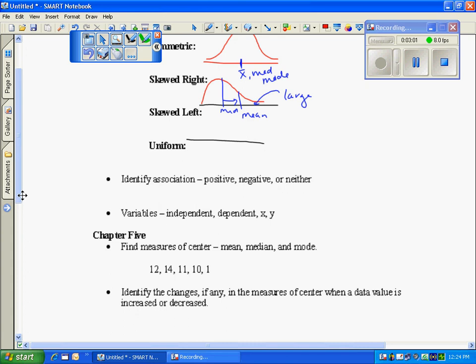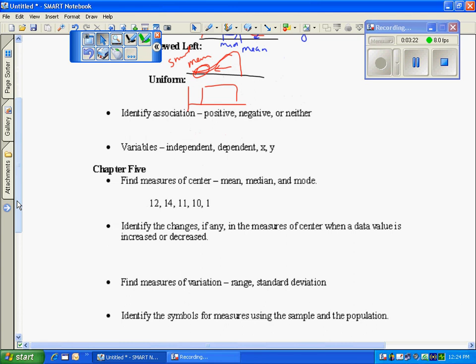Skewed left has the tail on the left. The tail comes down, and again the mean is to the left because of these very small values, pulling it down and making it smaller. And then uniform would be straight across. So we haven't visited much about the uniform distribution, and nor will we.